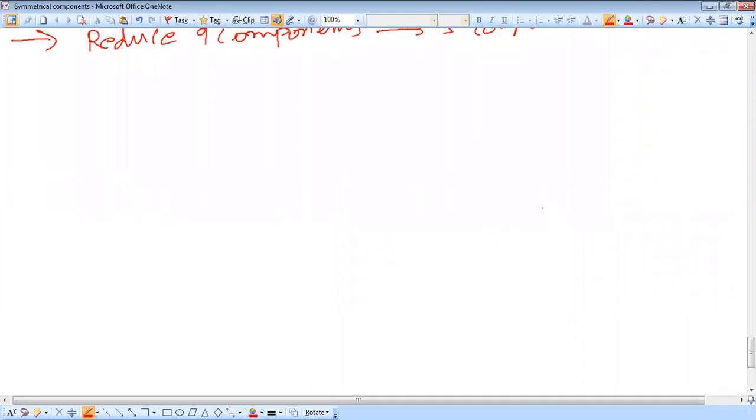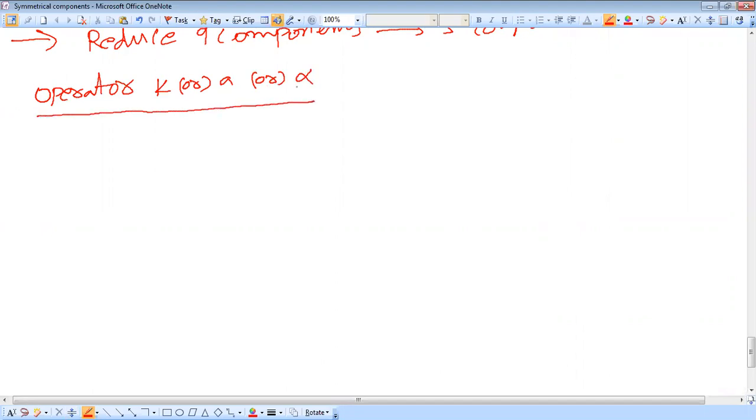Right. Next, we are going to introduce one more vector, that is the operator K. It is very, very important. Some textbooks follow A, some textbooks follow alpha. If you refer to different textbooks, they use different notation, but I always follow K. By using this operator K, I can convert these 9 components into 3 components. How? That we are going to discuss.